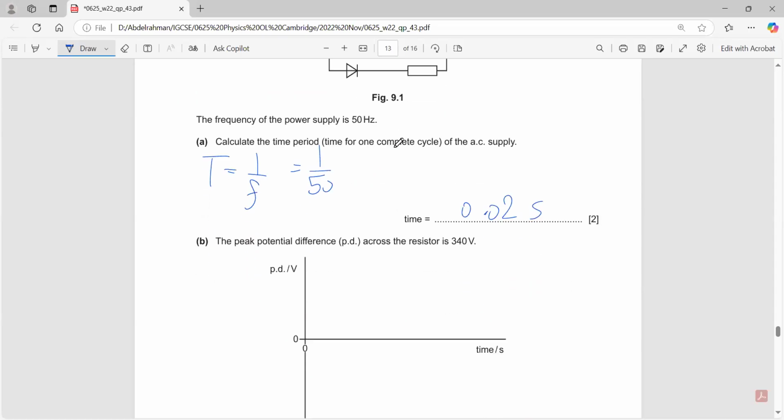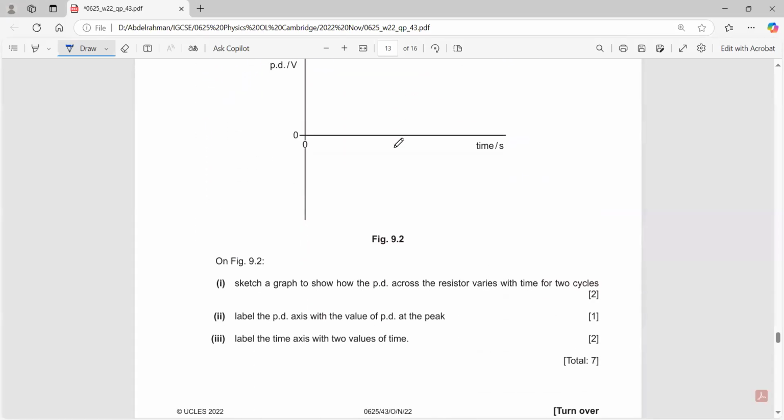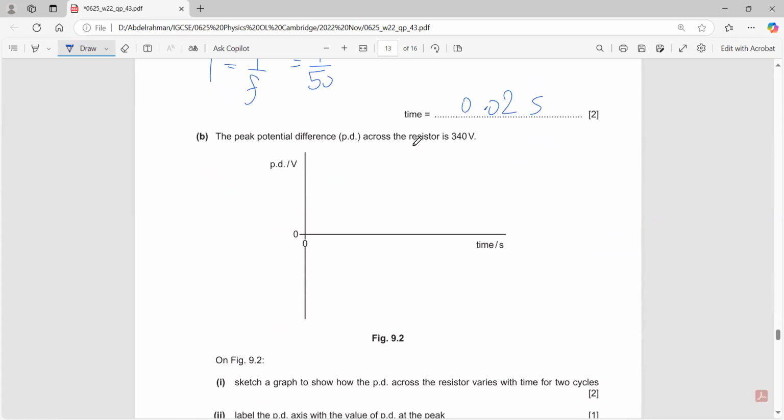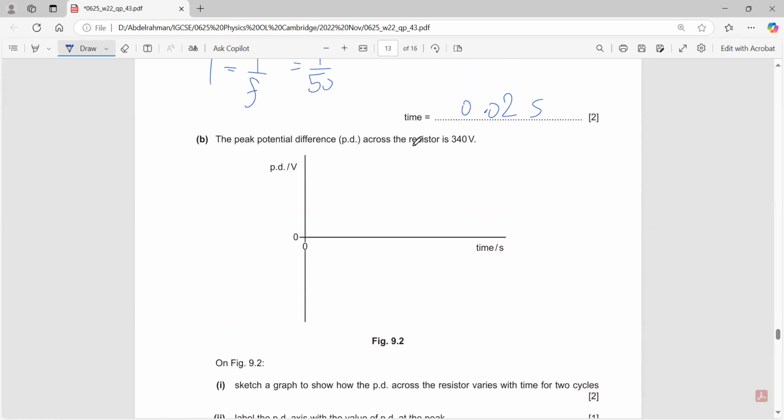The peak potential difference across the resistor is 340 volts. Sketch a graph to show how the potential difference across the resistor varies with time for 2 cycles. Label the potential difference axis and label the time axis with values of the time. That's really good. This is a really nice graph. So you have a diode, which means that the current will pass for only half a cycle.